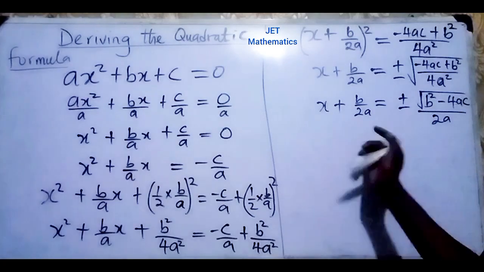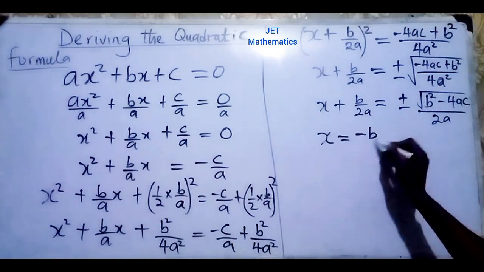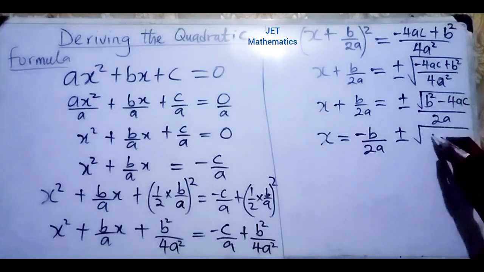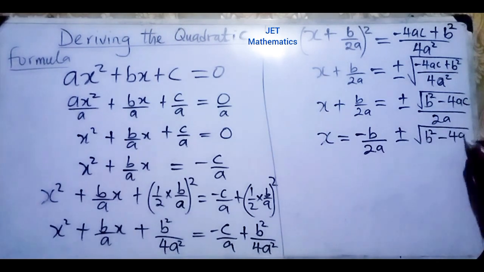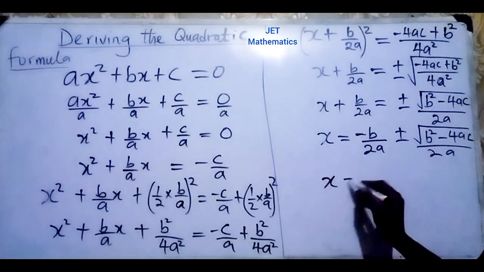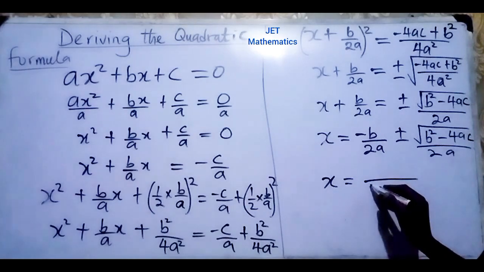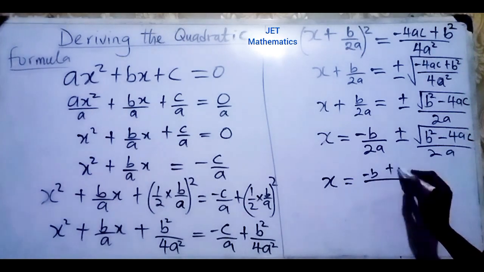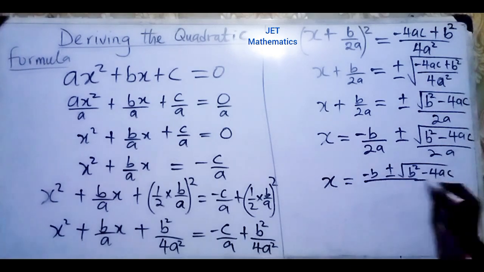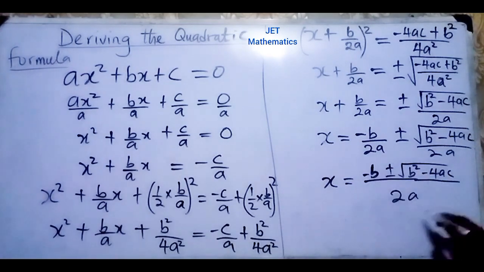So at this point, x equals, we take this to the other side, minus b over 2a, plus or minus the square root of b squared minus 4ac over 2a. The denominators are common, so we have minus b plus or minus the square root of b squared minus 4ac, all over 2a. And this gives us our quadratic formula.